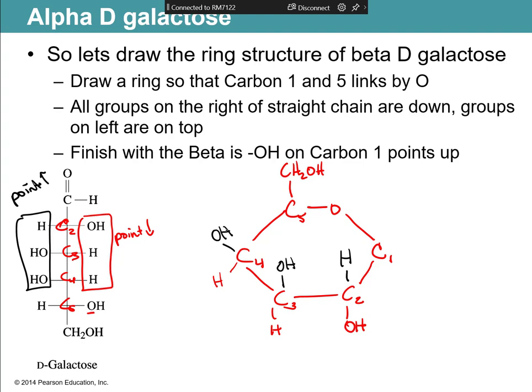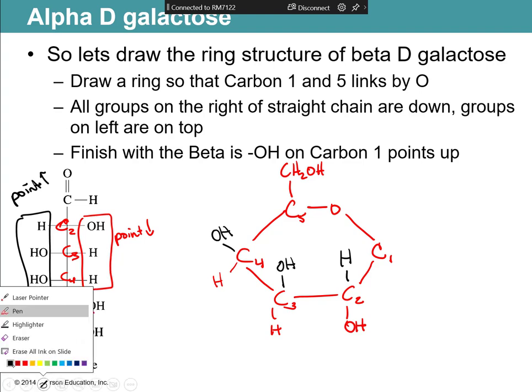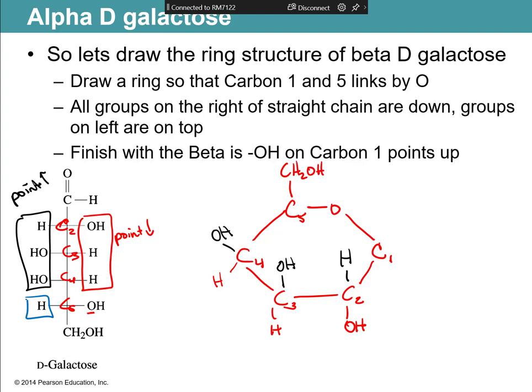Just remember that in the middle carbons, carbon 2, 3, and 4, in the straight chain, everything on the right will end up pointing down as a ring. Everything on the left ends up pointing up as a ring. Carbon number 5 has this hydrogen. That's the only thing it's got. It doesn't have an alcohol attached because its alcohol became part of the ring.